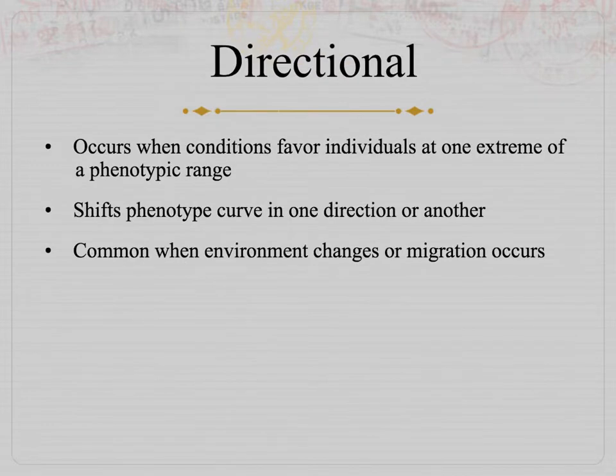So directional selection is going to occur when the conditions will favor individuals at one extreme of a phenotypic range. Okay. So really tall, really bright feathers, really big plumage. So it would shift everything in one direction or the other direction. Directional selection is very common when there's environmental changes or when migration occurs because we're losing some of that gene pool.